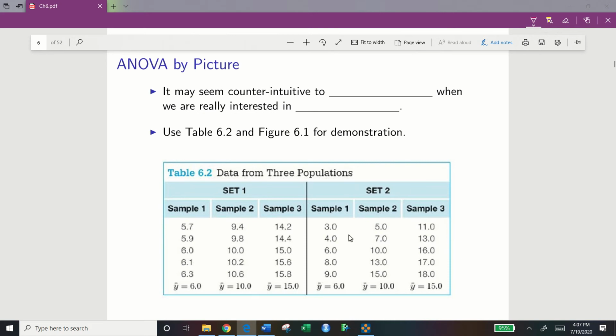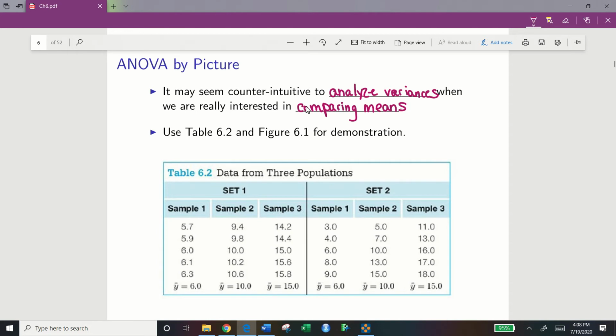Now, like I said, this may seem kind of odd and counterintuitive to analyze variances when we're really interested in comparing means. But in order to give a demonstration of what we're really looking at, we're going to use this data table 6.2. And in this, we have two sets, and within each of these sets, we have 3 samples.